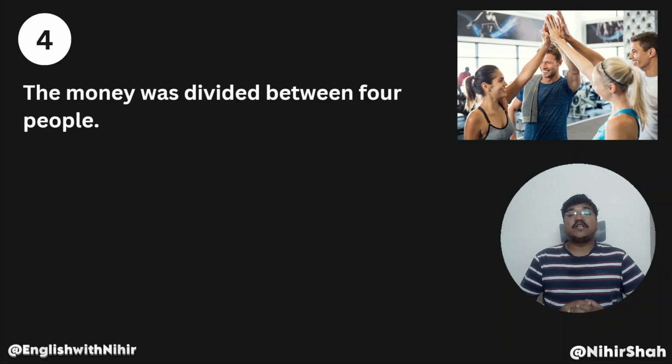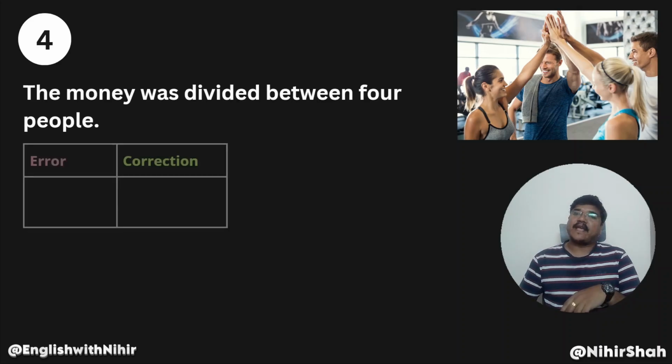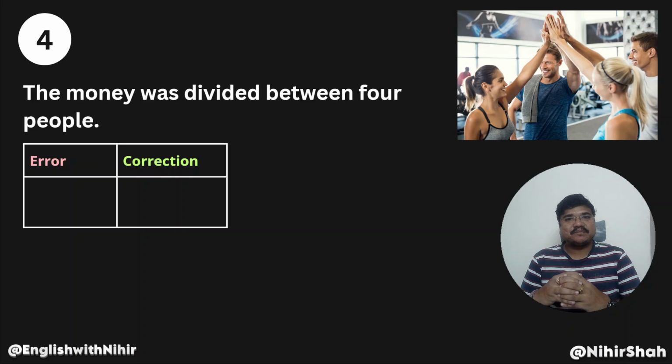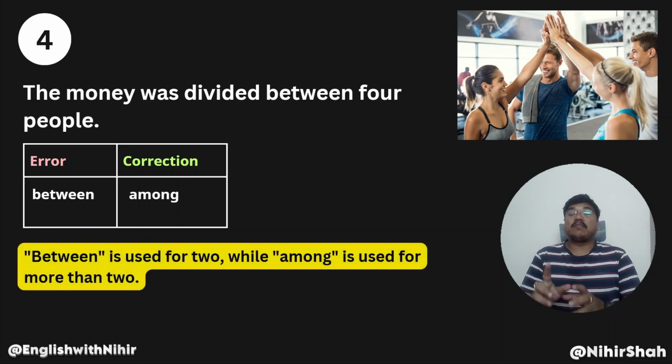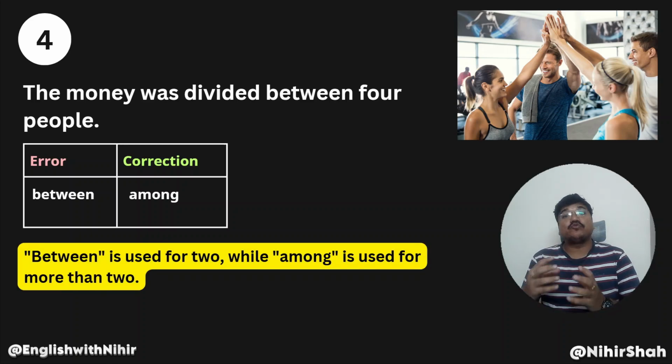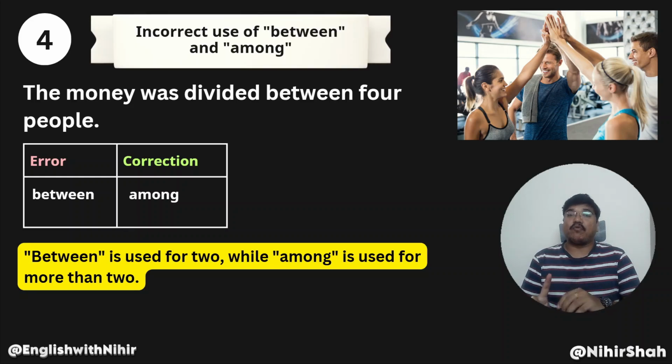The money was divided between four people. Can you find the error and correct it? Think about it. The error is in between. Now, can you correct it? The answer is among. Why? Because between is used for two people while among is used for more than two people. Please remember this. So, this is mistake number four.